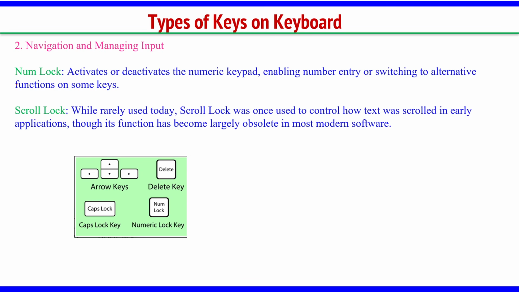Okay, and then we have num lock and scroll lock also in the second category, navigation managing. Num lock means it will activate the numerical numbers. If num lock is enabled, only then you can enter 1, 2, 3, 4. Scroll lock is one which is very rarely used today. It was once used to control how text was scrolled. So today we don't find the scroll lock option.